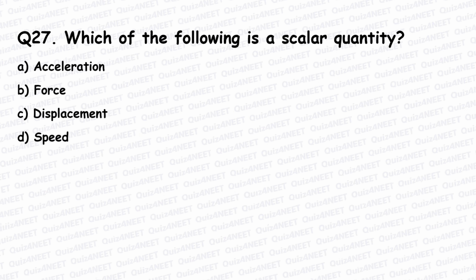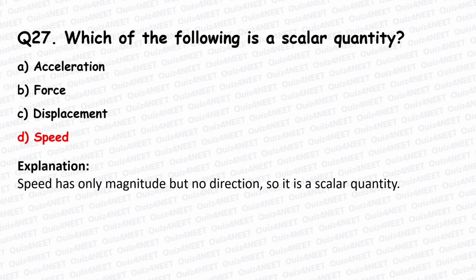Q27. Which of the following is a scalar quantity? A, acceleration; B, force; C, displacement; D, speed. Answer: D, speed. Explanation: Speed has only magnitude but no direction, so it is a scalar quantity.